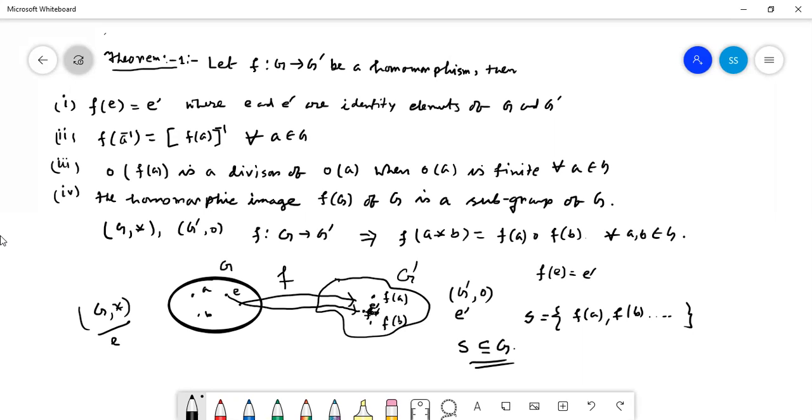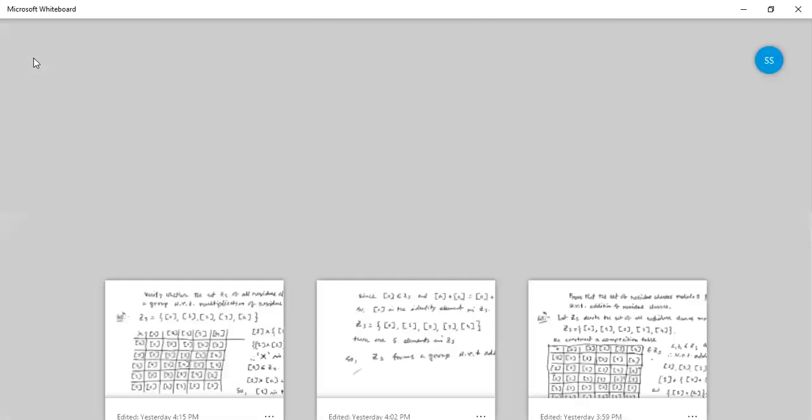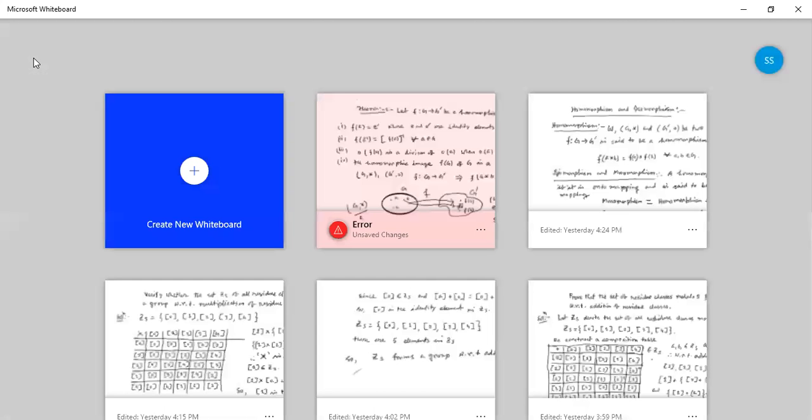Now, the next important thing is the kernel of homomorphism. Kernel of homomorphism is very, very important. So we have to go for that.